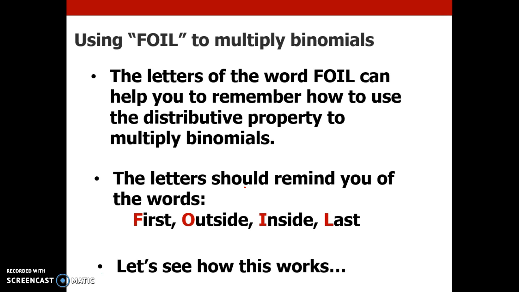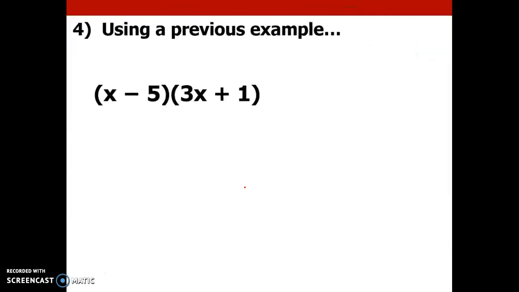Now, FOIL is really important because it's going to basically cut down a lot of time on multiplying these binomials. When I go to multiply them and distribute them, I'm going to make sure I remember to distribute everything by multiplying the first two terms together.